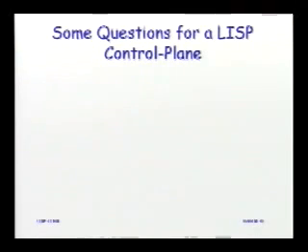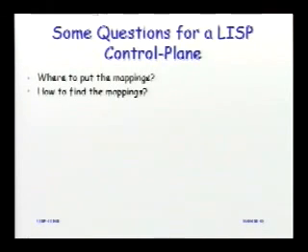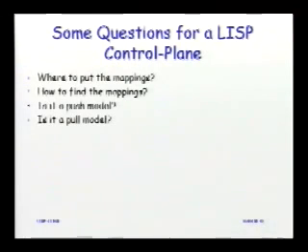So what kind of questions did we need to answer here? Well, where do you put the mappings? That seems obvious. How to find them? That seems an obvious problem. Then Dino mentioned this: are we going to push all of the mappings to the edges, to the ITRs who need them? That seems unlikely if it's 10 to the 10 or something like that. Is it pull? Well, it has its other issues as well, and we'll talk about that.